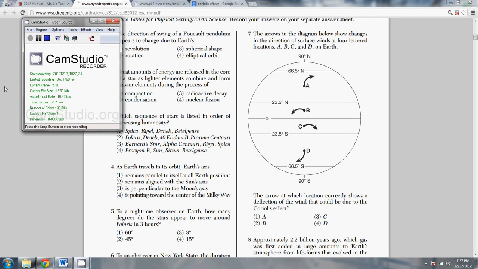Question number 7. The arrows in the diagram below show changes in the direction of surface winds at 4 lettered locations, A, B, C, and D on Earth.